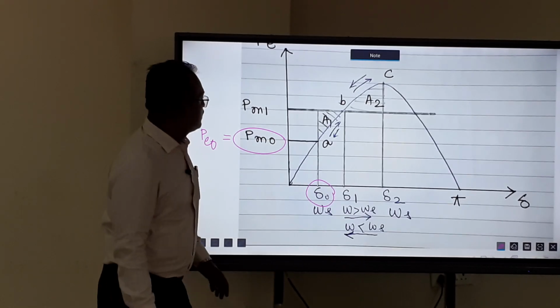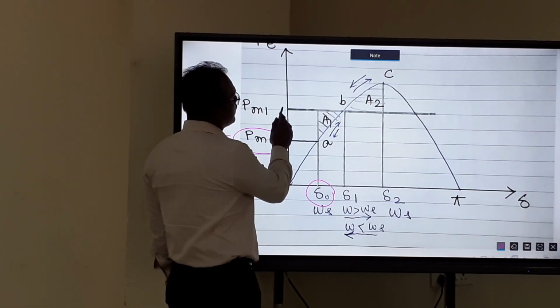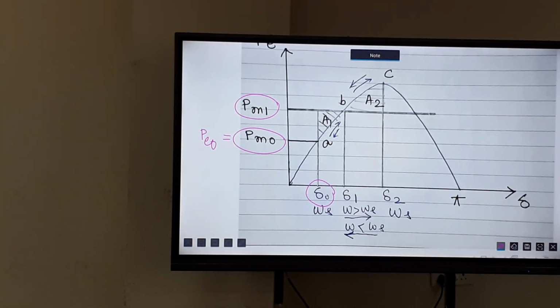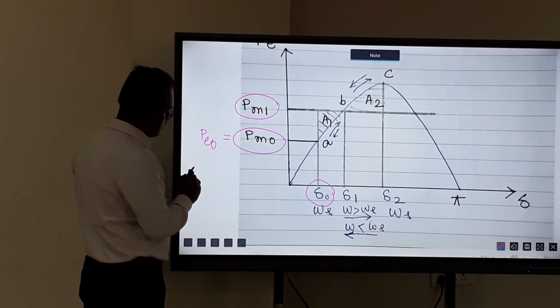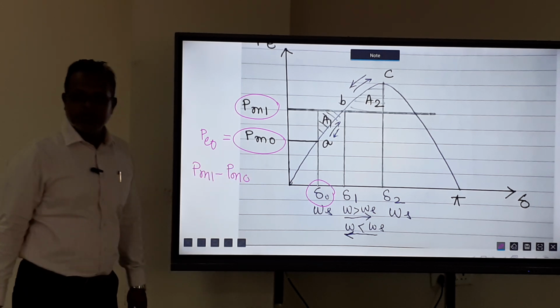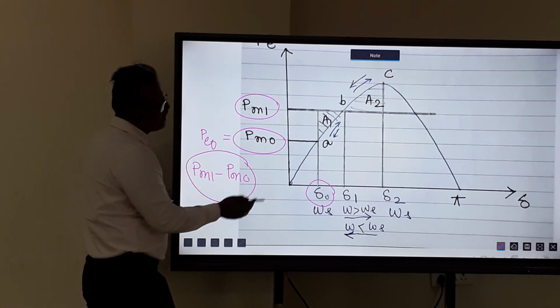Now suddenly the load changes. There is a sudden increase in mechanical input, Pm1. So as you have seen, there will be an increase in mechanical power equal to Pm1 minus Pm0, when initially it was Pm0. Now you have increased the mechanical input. How to increase the mechanical input? Steam or water, by opening the governor. So this is the accelerating power. Because of this, the generator will accelerate.